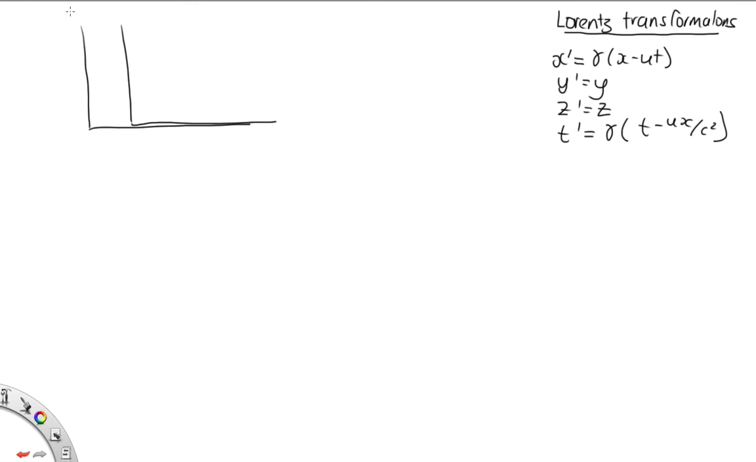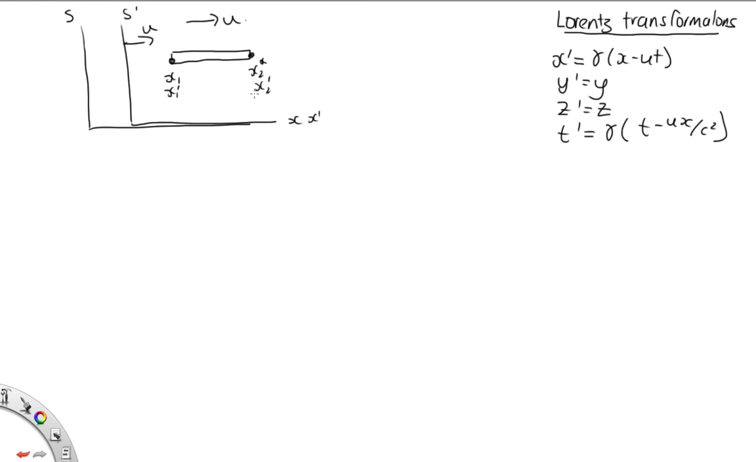Here we've got our reference frames S and S prime. We've got a stick. The stick is at rest in frame S dash. So in frame S, it's moving this way with a velocity u. Frame S prime is moving this way with a velocity u along the x-axis of frame S. One end of the stick has coordinates x1 in frame S and x1 prime in frame S prime, and the other end has coordinates x2 in frame S and x2 prime in frame S prime.